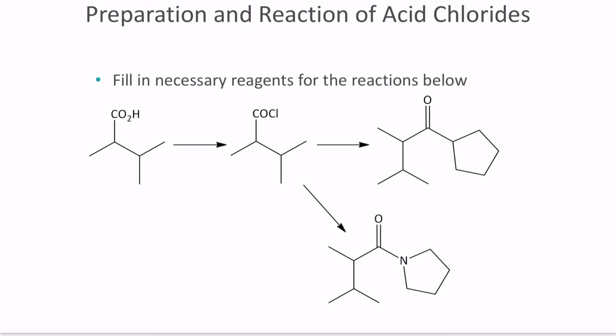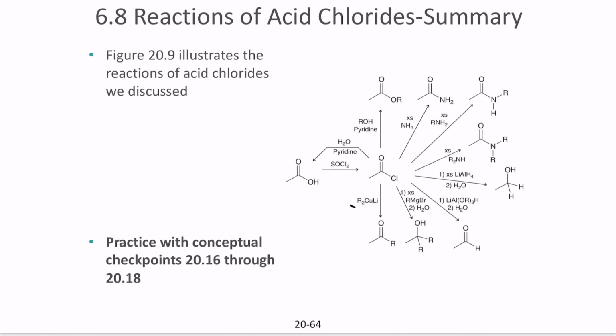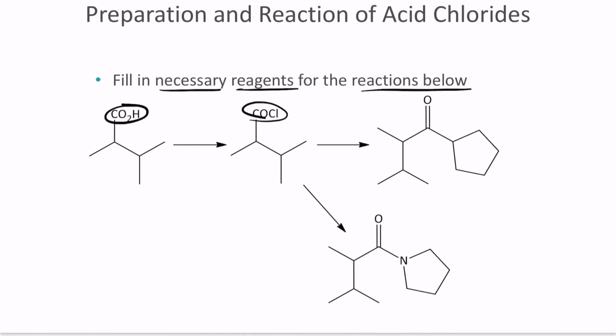So try this problem now. They are asking you to fill in the necessary reagents for the reactions below. First we started with a carboxylic acid and we are making it into the acid chloride. When you convert from a carboxylic acid to an acid chloride, we have to use SOCl2. So this reacts with SOCl2.